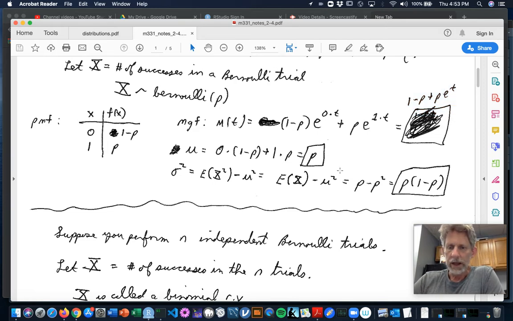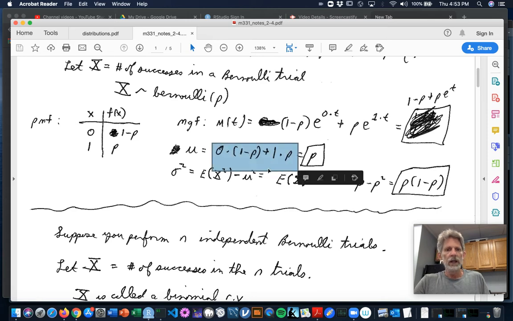Okay. And using that moment generating function, you could find the mean and the variance, but I'll just go ahead and use the probability mass function, crank through with that. 0 times chance of 0 plus 1 times chance of a 1 just simplifies down to p.